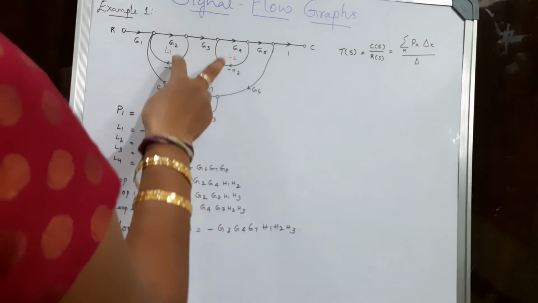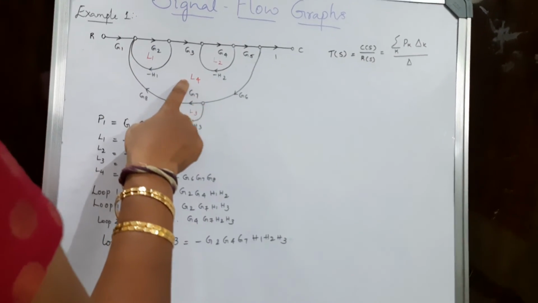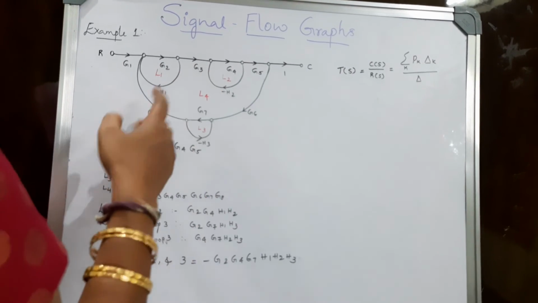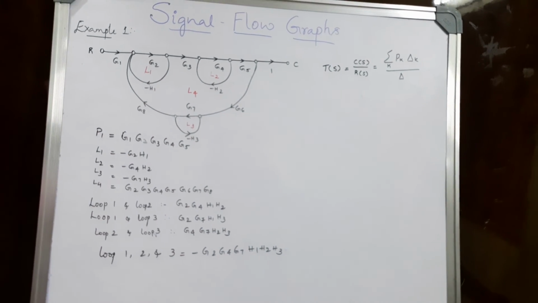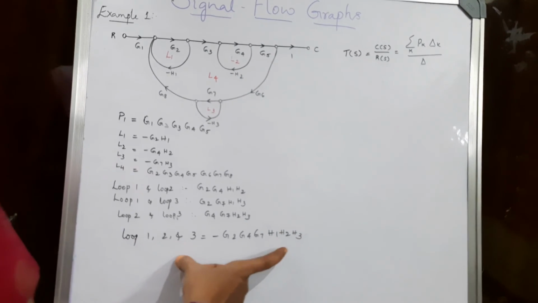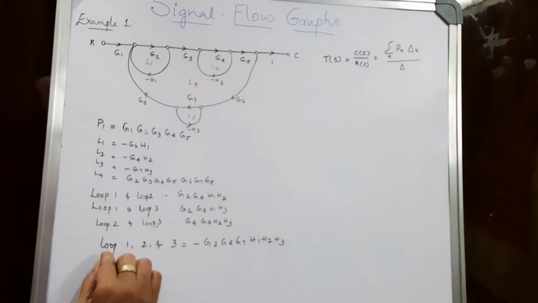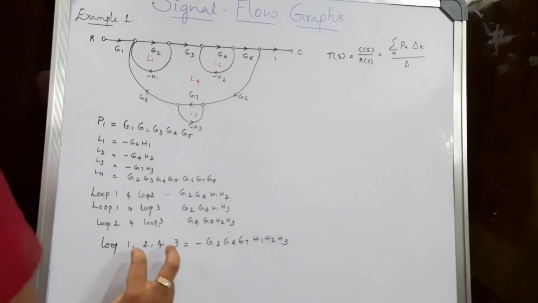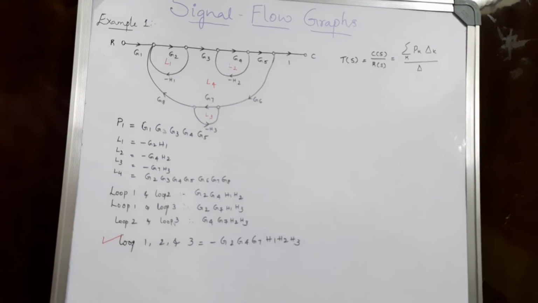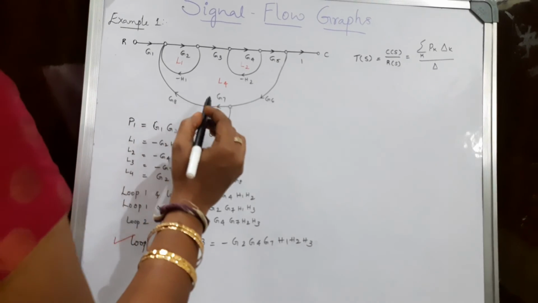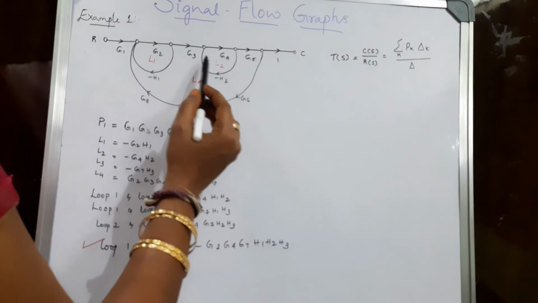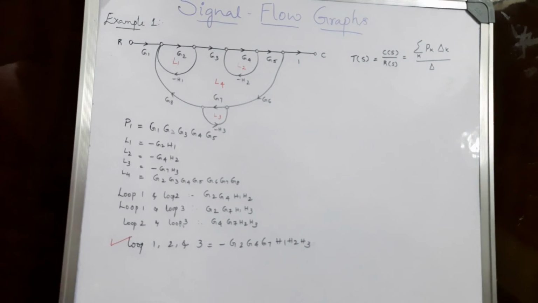Now I've taken 4 at a time. So if I consider L4 here, obviously this is a loop with which all the other 3 loops are touching. So hence the rule is not satisfied. Hence I don't have any combination of 4 loops at a time. So I have only one combination of non-touching loops taken 3 loops at a time.